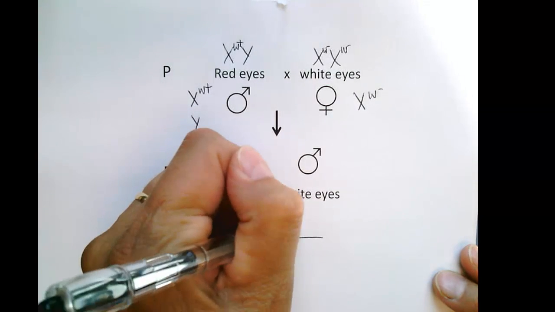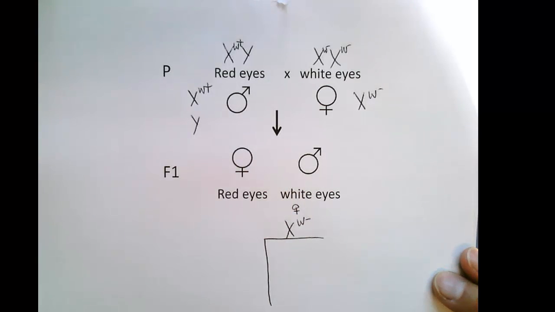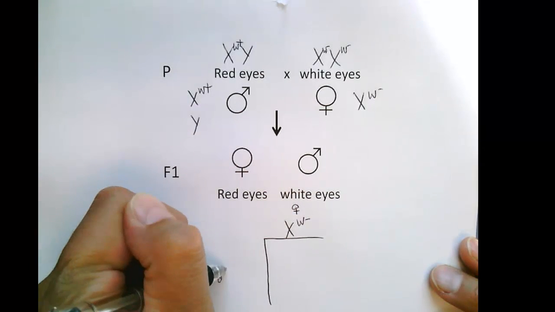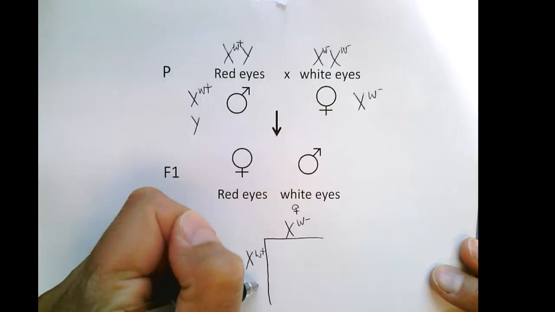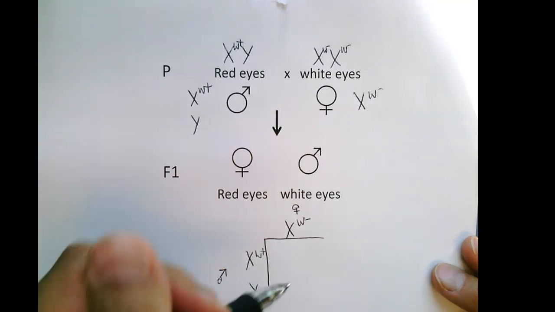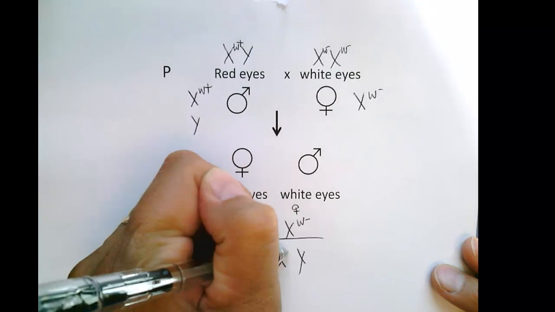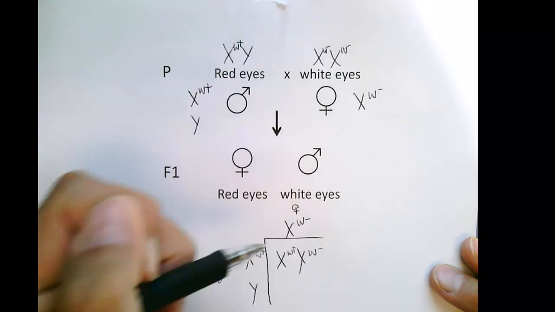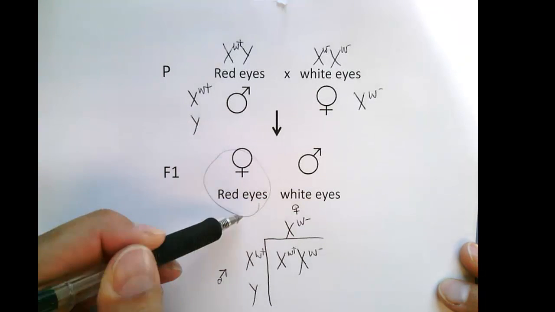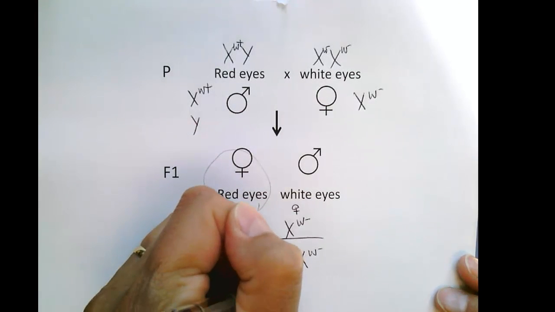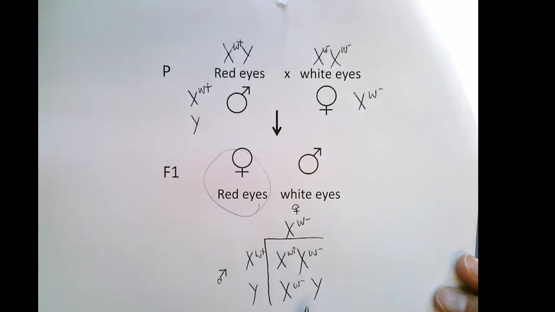So if we then fill this in on a Punnett square, the gametes from the female parent, there's only one kind, so we can just make one column here. And the gametes from the male parent would be either the X chromosome or the Y chromosome. We're going to join these together, and what we find is all of the female progeny, which have an XX, are going to be red-eyed, just as we predicted, and all of the male progeny are going to be white-eyed because they got that W minus allele from their mother.